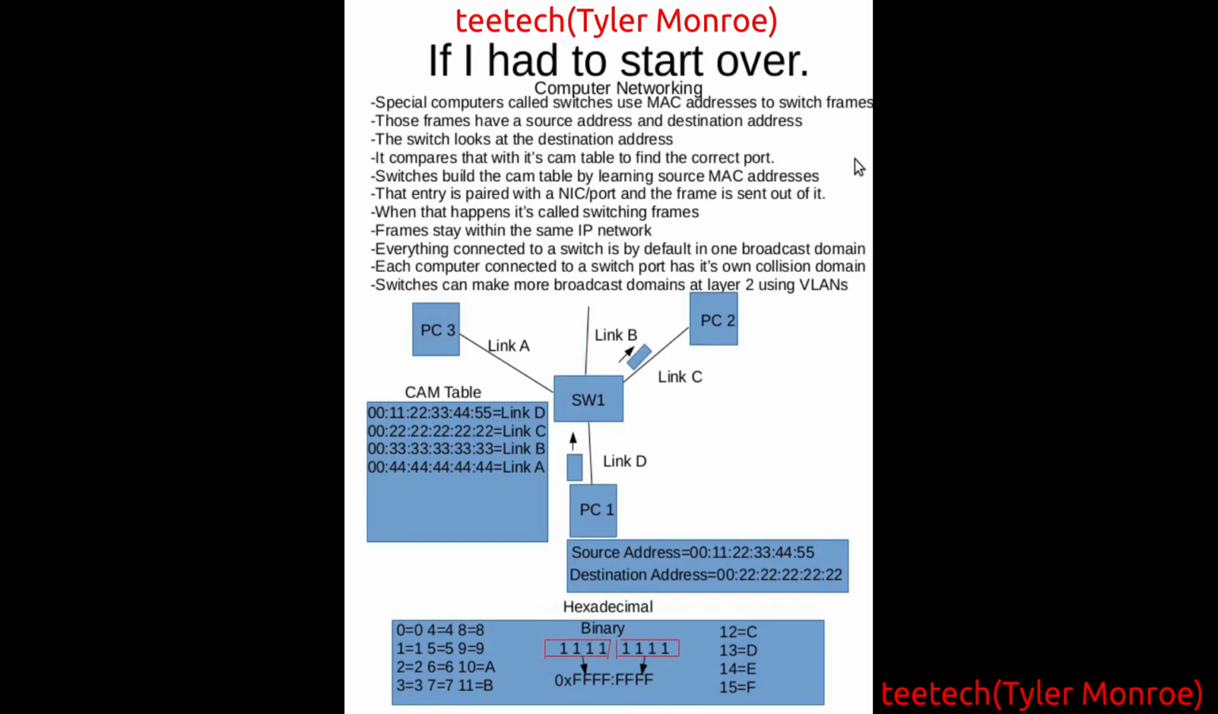With the MAC addresses, we have special computers called switches, and they use MAC addresses to switch frames. Very simply, they have a source and destination address like before, and what the switch does is it just uses the destination address of the frame, and instead of a routing table, it uses a CAM table to find the correct port. All right? And they build that table by looking at source MAC addresses. And just like a routing table, that belongs to a certain port, and they send the frame out of it. And when they do that, it's called switching frames. So frames stay within the same IP network, and this is where broadcast domain comes back in.